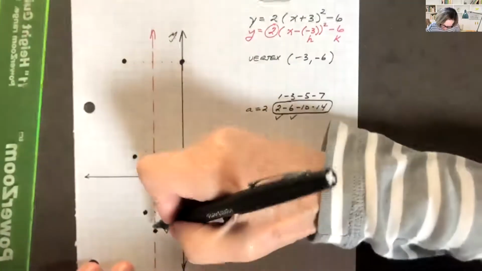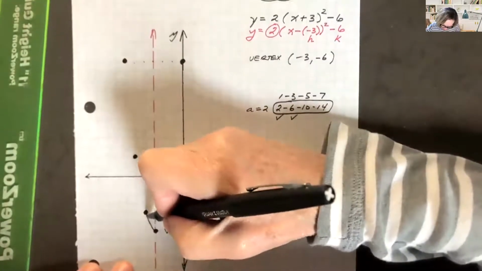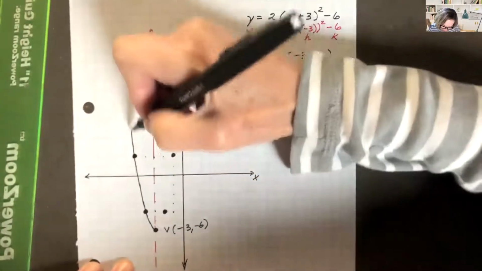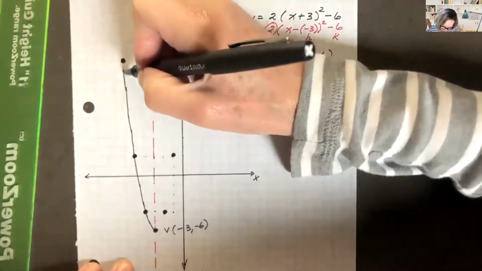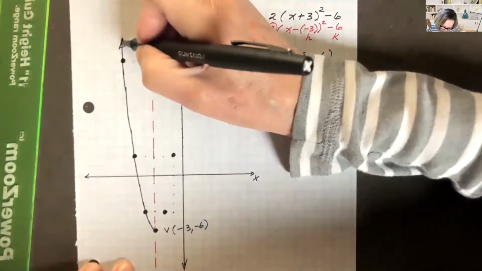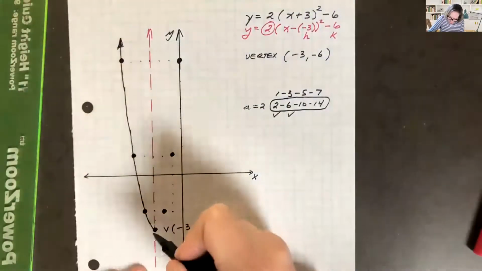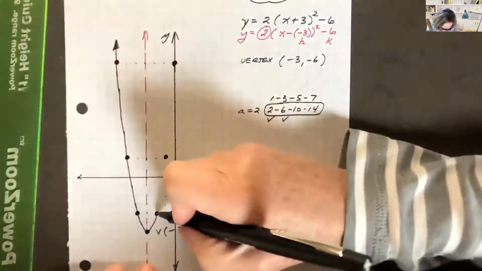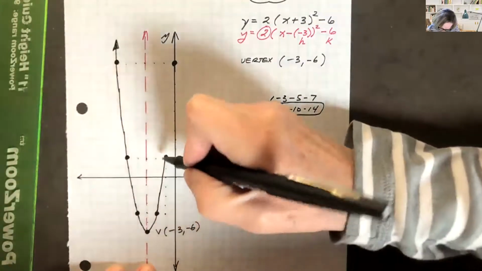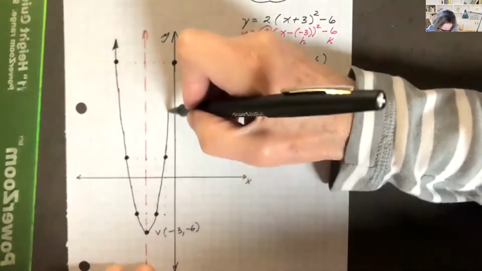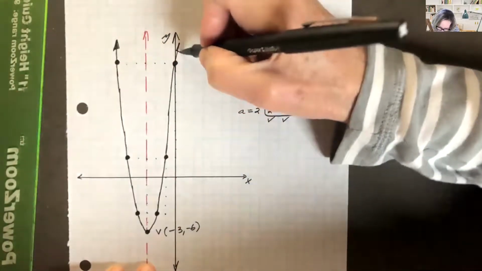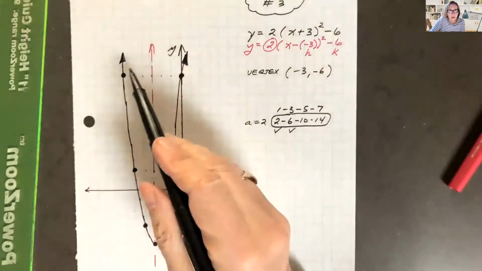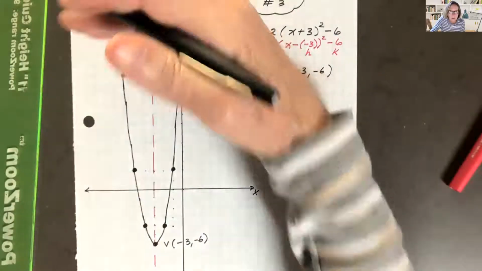Now, you know that you could also just make an XY table and take some values of x to the left and the right of the vertex, and use an XY table to get points. But I think the 1, 3, 5, 7 method is pretty easy if you've got good graph paper to draw on. Okay, and at the ends of your parabola, make sure that you put arrows to show that this goes infinitely upward.